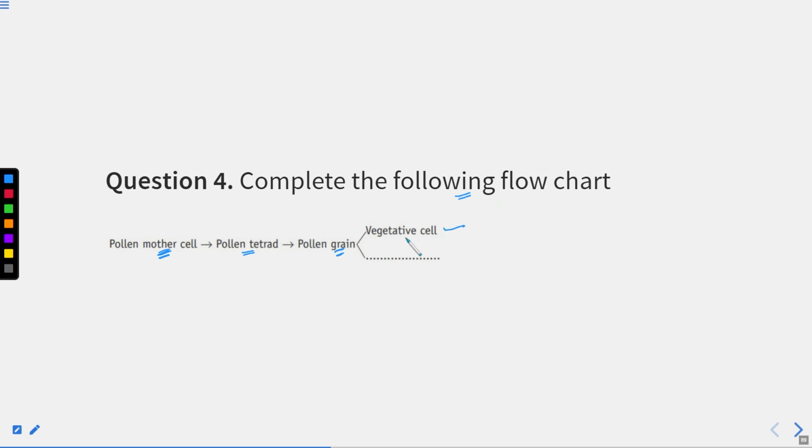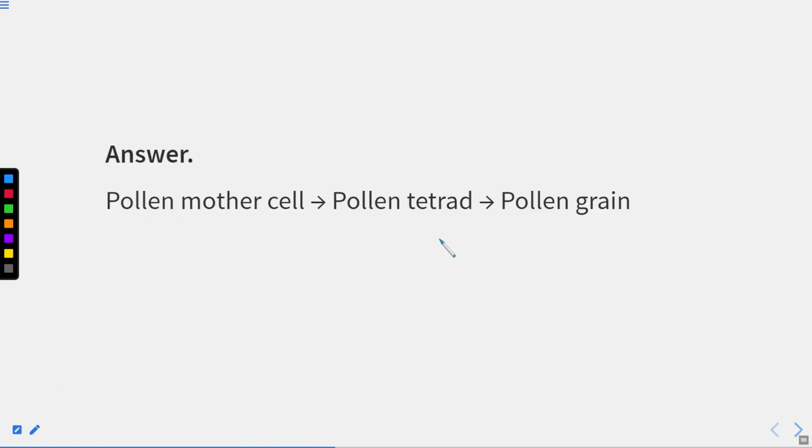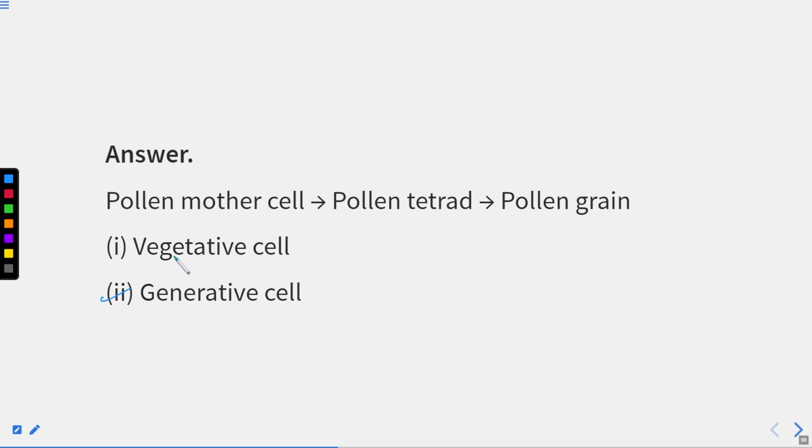the vegetative cell, and you have to answer the other one, which kind of cell is formed. Okay, let's have a look at the answer here. So pollen mother cells form the pollen tetrad and then they form the pollen grains. Let's see how these pollen grains are formed. Alright, and the pollen grain later divides into one vegetative cell and the other one is the generative cell. So generative cell is the answer to this question here. The pollen grain later on divides into a large vegetative cell and a smaller generative cell.